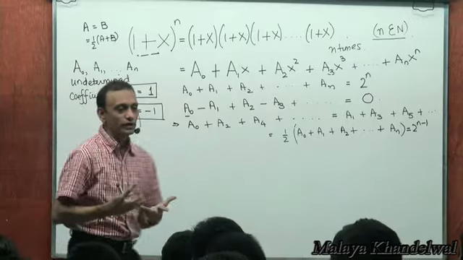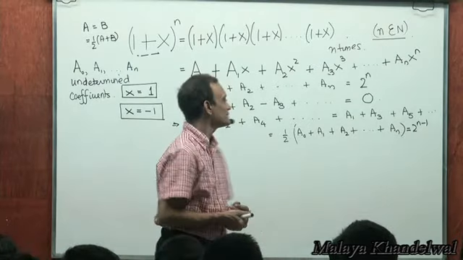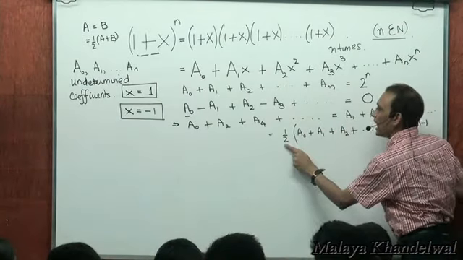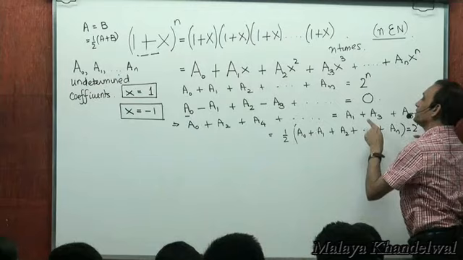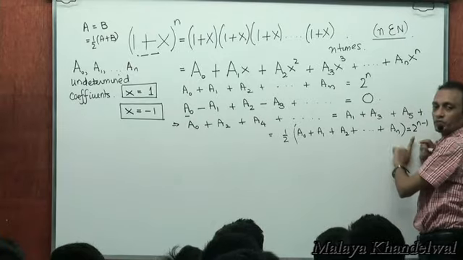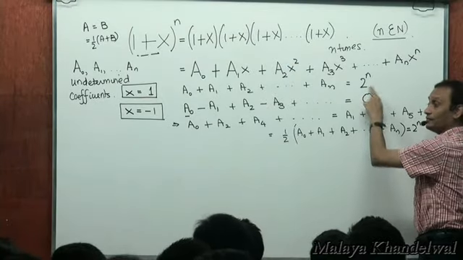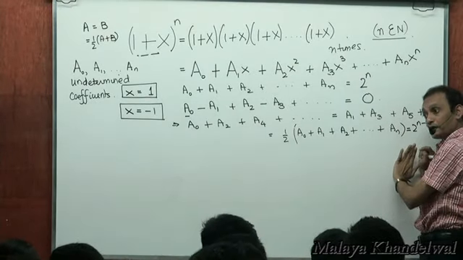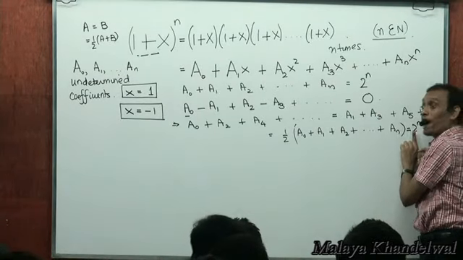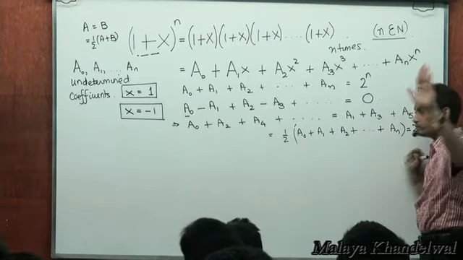If 3 equals 3, each is equal to half of 3 plus 3, isn't it? If this is A and this is B, then each will be half of a0 plus a2 plus a4 plus a1 plus a3 plus a5, which rewritten is a0 plus a1 plus a2 plus a3 and so on. But a0 plus a1 plus a2 up to an is actually 2 to the power n, divided by 2 makes it 2 to the power n minus 1. That means the sum of even coefficients is the sum of odd coefficients and each will be 2 to the power n minus 1. Does that sound okay or not? Right?